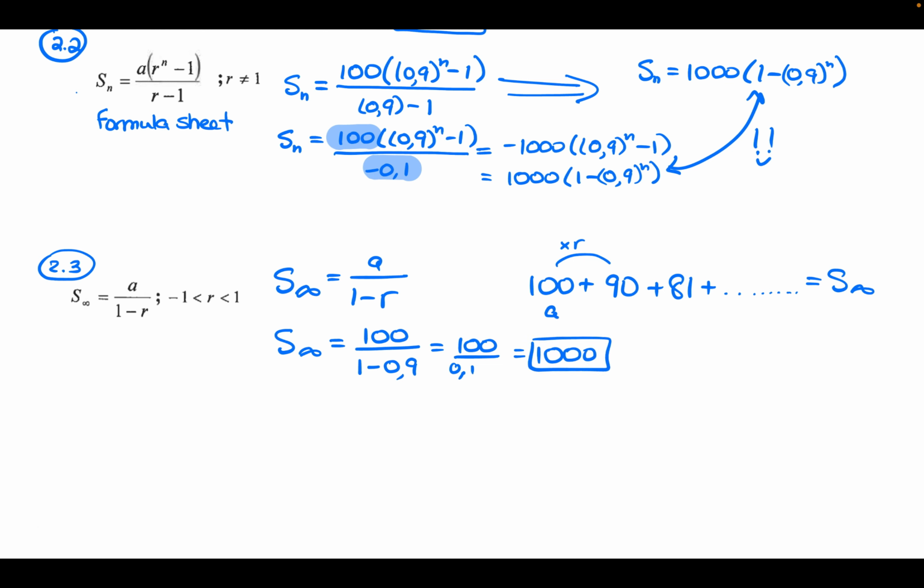Now that shouldn't surprise us. If we look back at s sub n and we think of the limit as n goes to infinity, that should equal s sub infinity. So the limit as n goes to infinity of 1,000 times 1 minus 0.9 to the n will be equal to 1,000. You don't have to do it that way, but you can think of it that way. Okay, all finished.